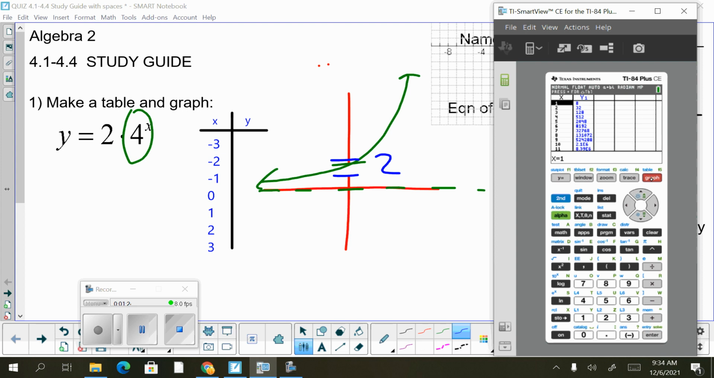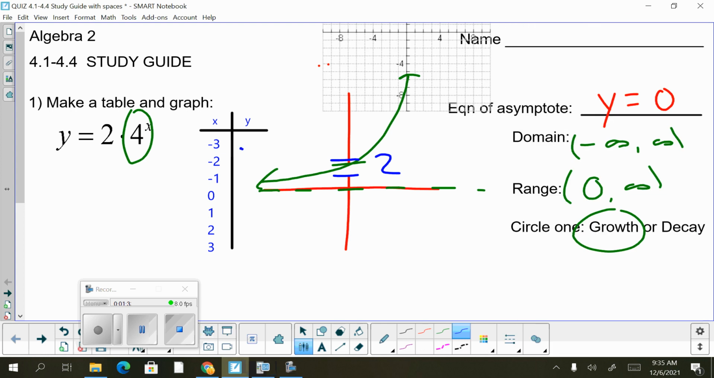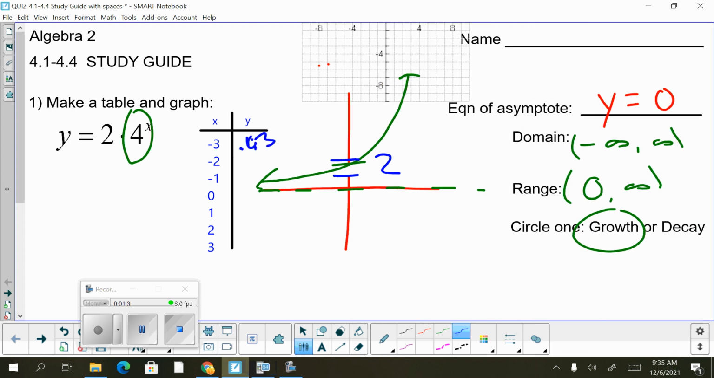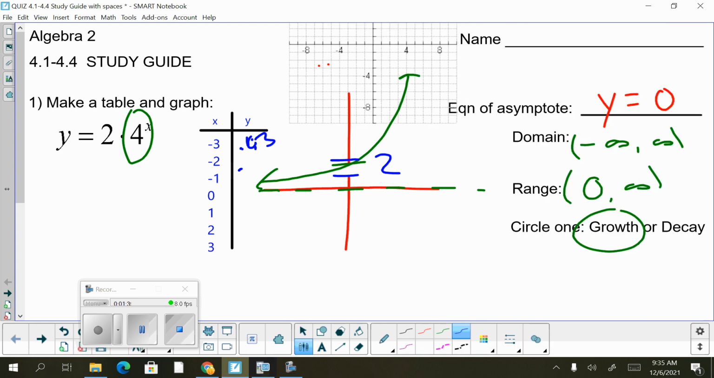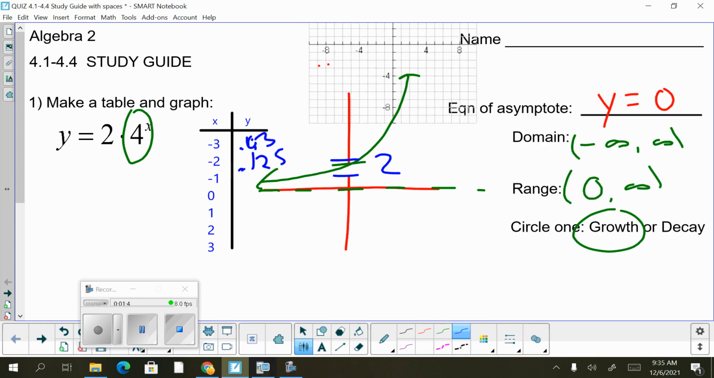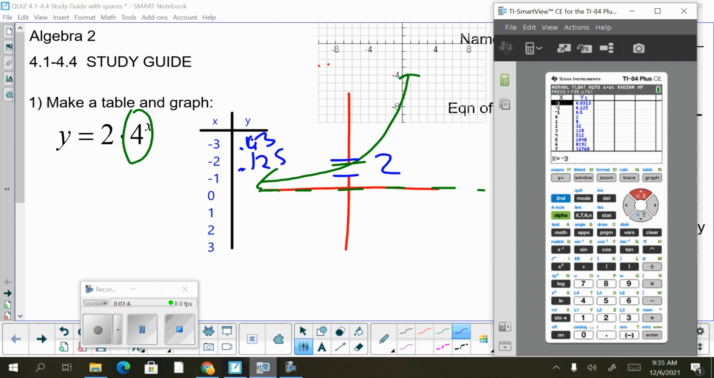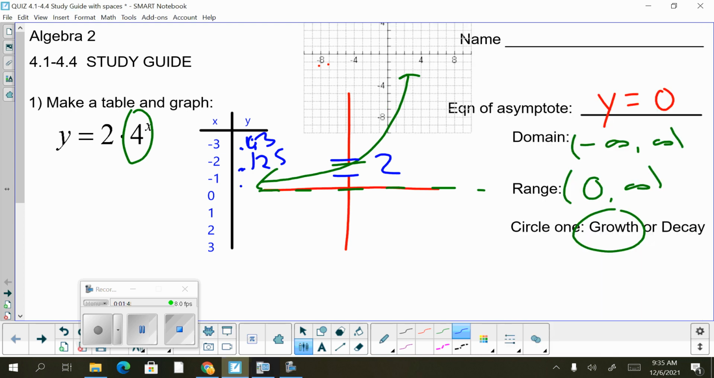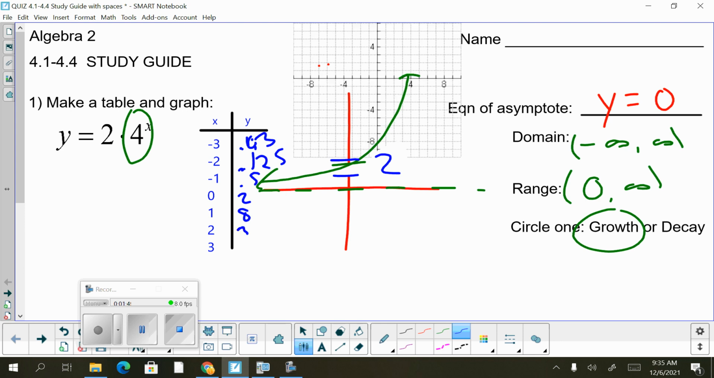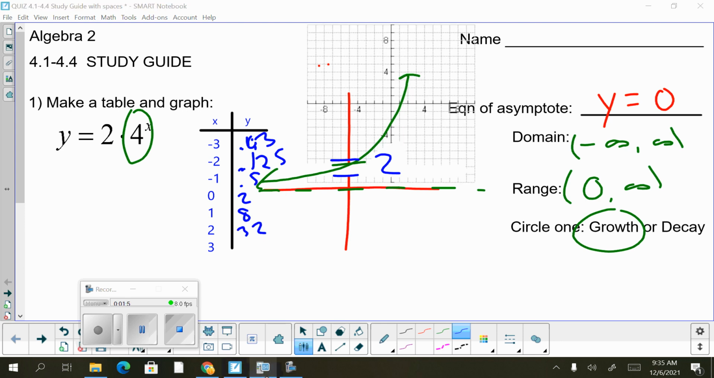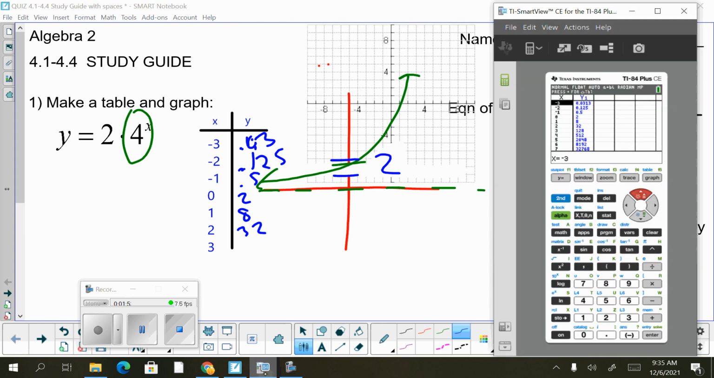If you want to take a peek at the table, let's scroll up a little bit. It's going to be 0.03 for the first entry. The second one is 0.125. The third one is 0.5. And then 2, and then 8. It's just getting multiplied by 4 each time. 32. And finally, 128.